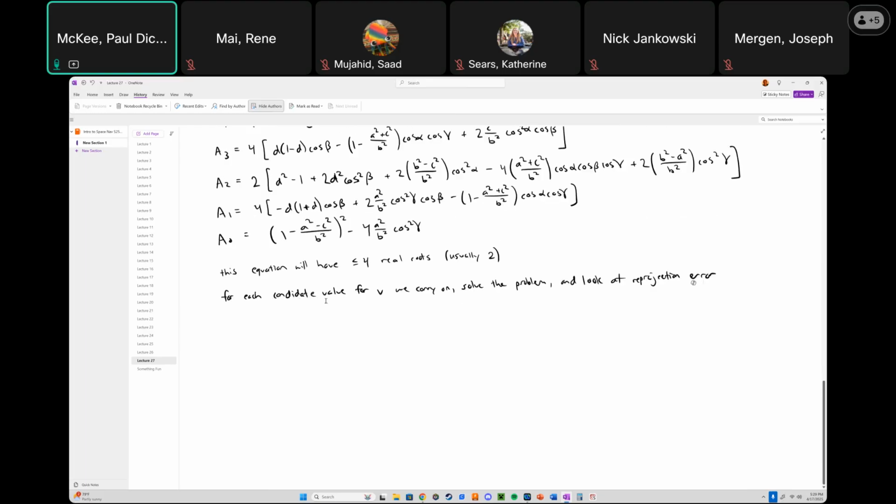But I glossed over the whole solve the problem bit. So we have S1, S2, and S3. How do we find our position and our orientation? So let's say we have S1, S2, S3.